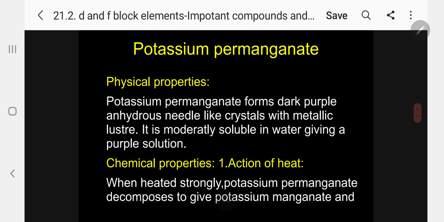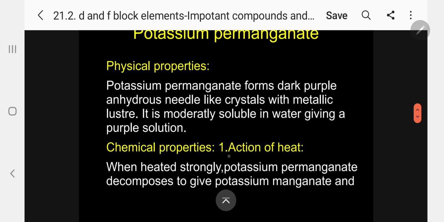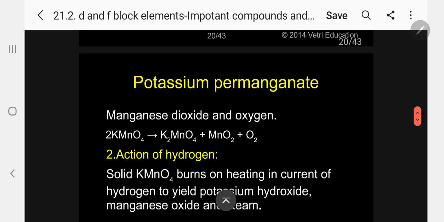Let me come to the chemical properties. Under chemical properties, as usual, action of heat. It's a powerful oxidizing agent. When heated strongly, potassium permanganate decomposes to give potassium manganate, manganese dioxide and oxygen. This is the most important reaction. Kindly memorize: potassium permanganate decomposes to give potassium manganate, MnO2 plus oxygen.